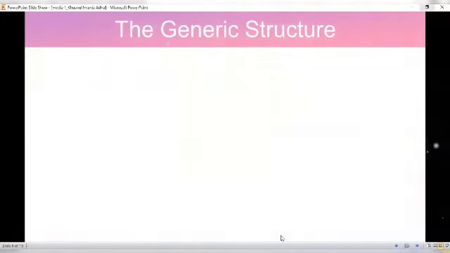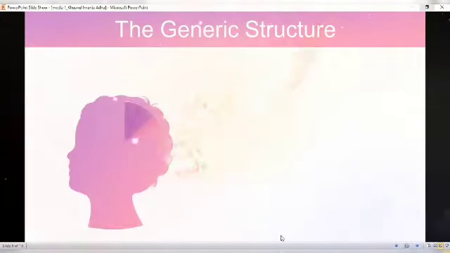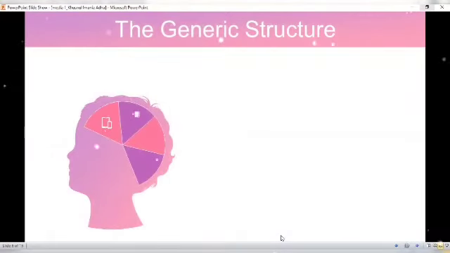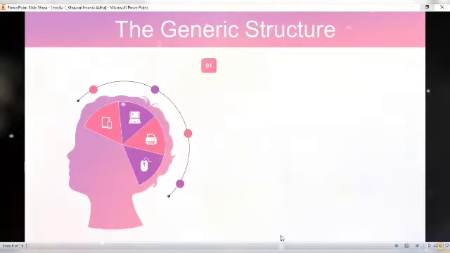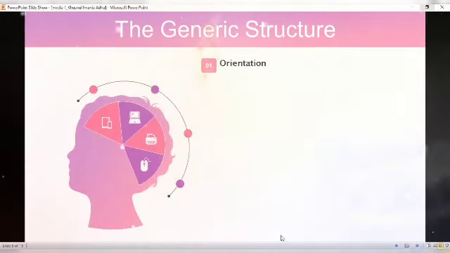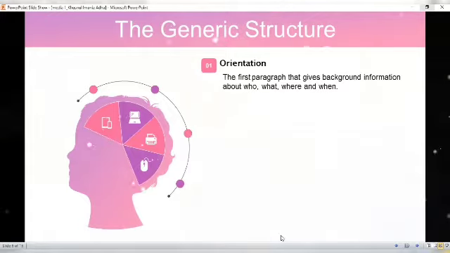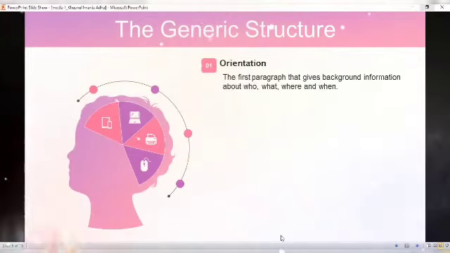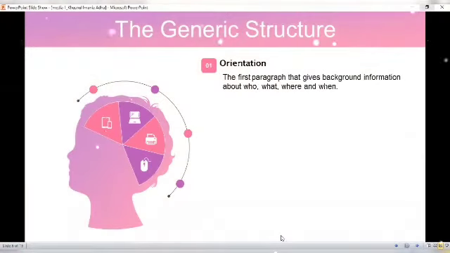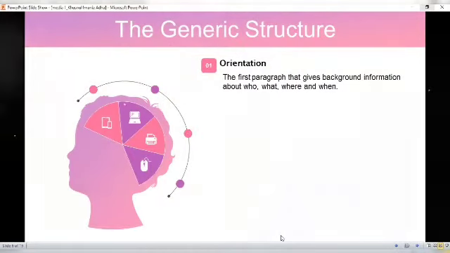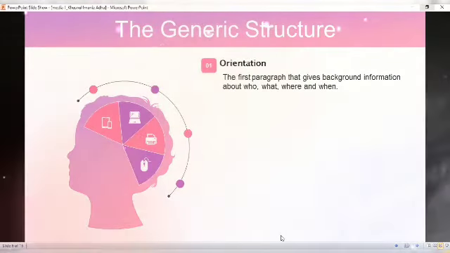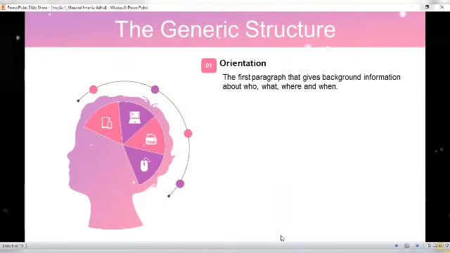Okay, class. Now let's study the generic structure. The generic structure of recount text has 3 parts. Part 1 is orientation. The orientation is usually placed in the first paragraph. The first paragraph gives background information about who, what, where, and when.